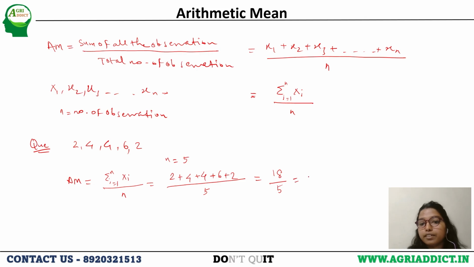5 3s are 15, and 5 6s are 30. So here our mean will be 3.6. Okay, I hope you got this point.